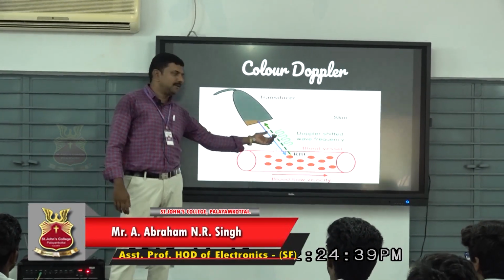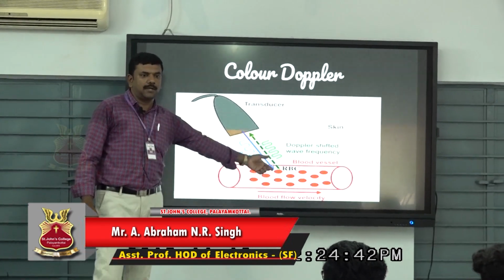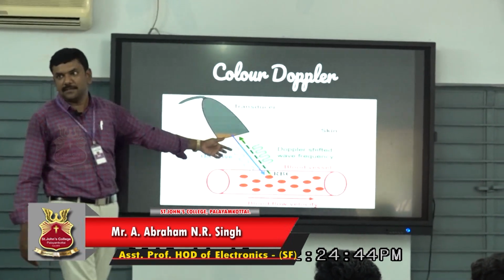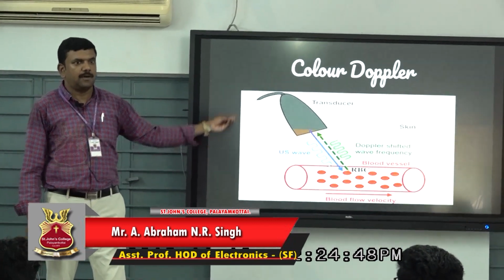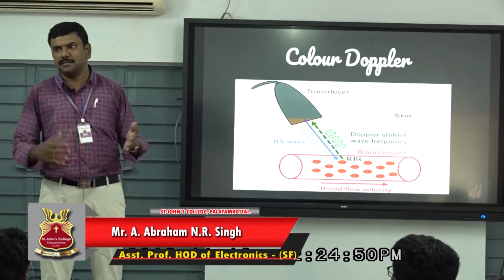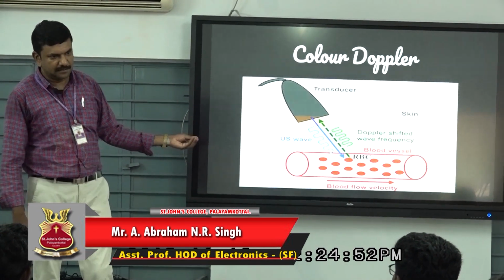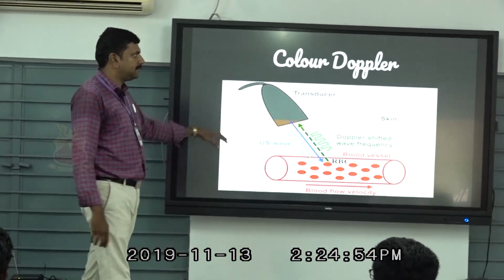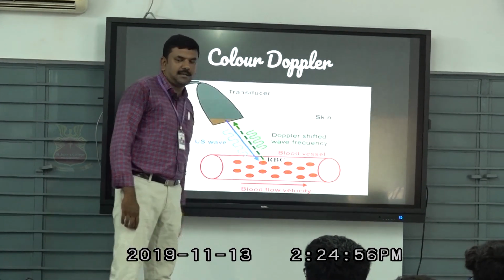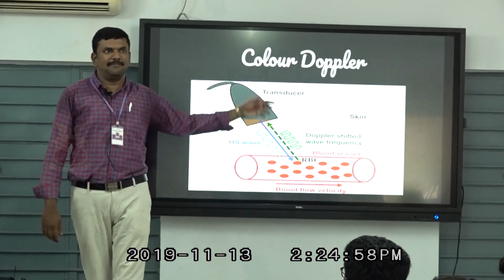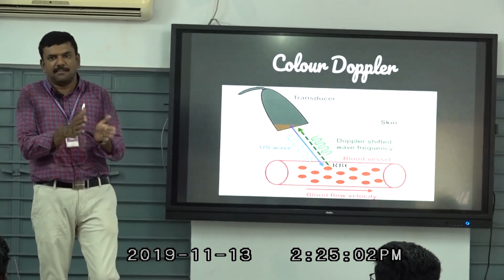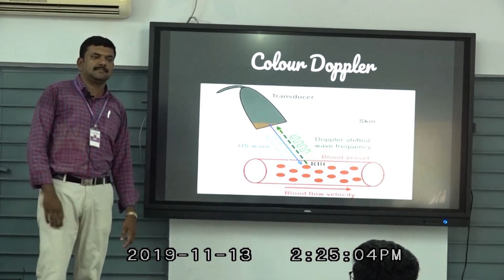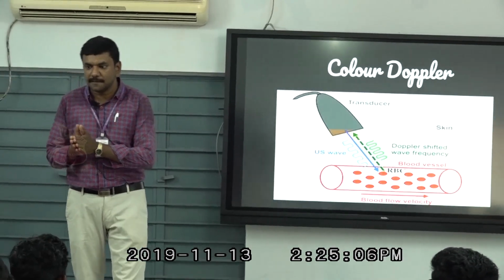So if you are able to calculate the frequency difference, you can calculate the speed of the blood, a blood particle. Or what are the particles? If there is an alteration, you can see the density of the blood. So this is another type of imaging system that is called color Doppler. So why is the name color? If there is a shift in frequency, there will be a change in color.